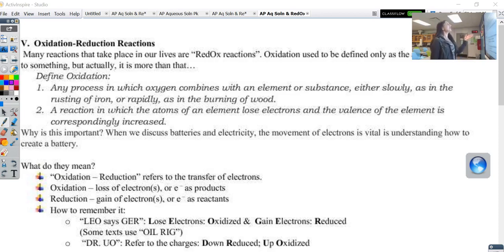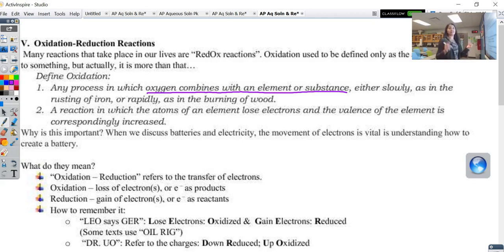So if we look at the definition, a whole bunch of different reactions that take place in our everyday lives are what they call redox reactions. So red for reduction and then the ox for oxidation part of it. If we look at the definition, it says it's any process in which oxygen combines with an element or a substance. Oh, great. That's what we thought. It was oxygen combining, so it can happen slowly, like the rusting of iron. It can be rapid, like the burning of wood, for example, but we're adding oxygen to it.